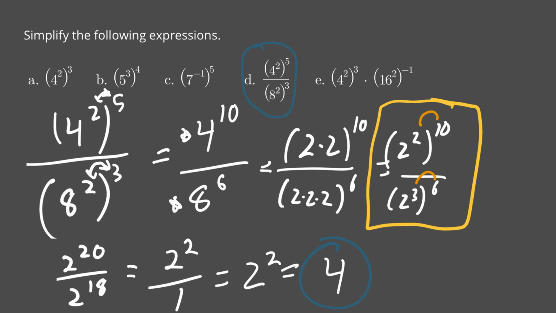So we started with part D, and for the first step, we addressed the parentheses by distributing the exponents and multiplying them together. Then, as we started to simplify, we realized that we could reduce the bases into exponents as well, and then we repeated the process. We distributed exponents and then simplified to get our final answer of 4.